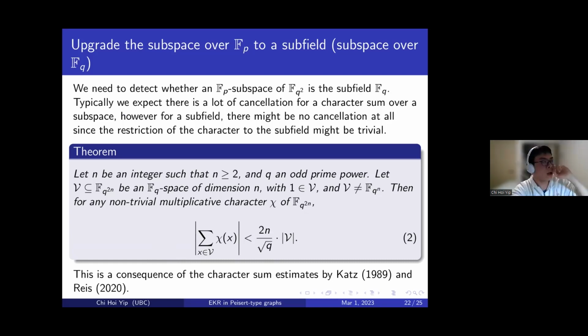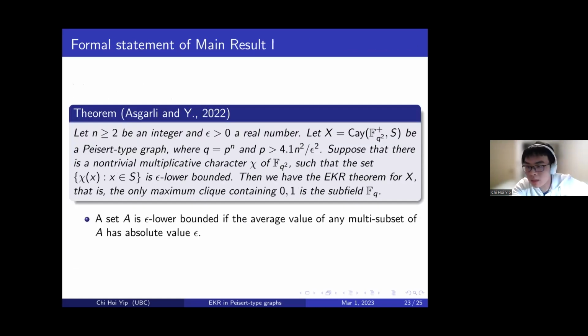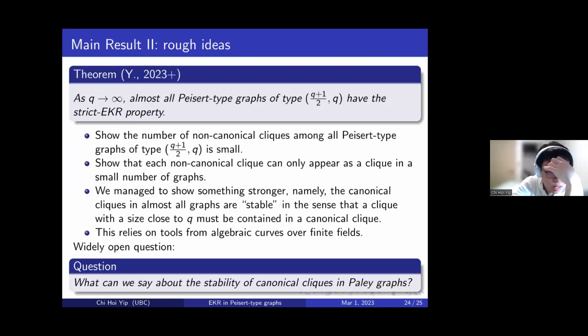So that's how we prove the first main result. Now I'm running out of time, so I'll quickly sketch the main idea for the proof of the second result. The second result says that almost all Peisert type graphs of this type have the strict EKR property. And our idea is to estimate the contribution of those non-canonical cliques.